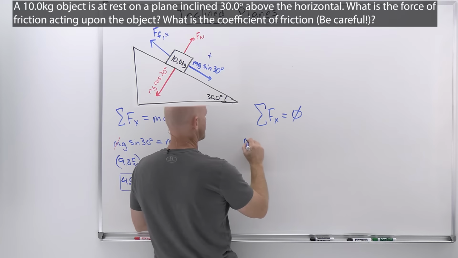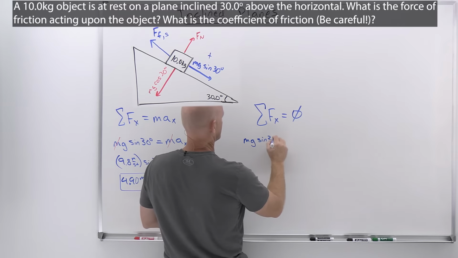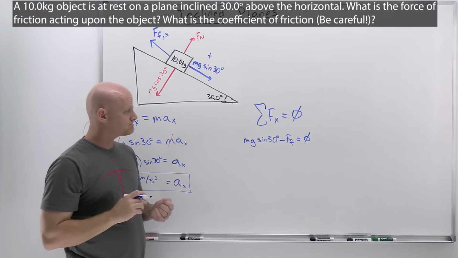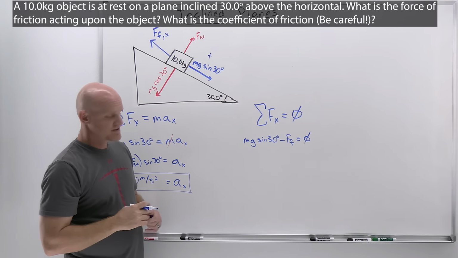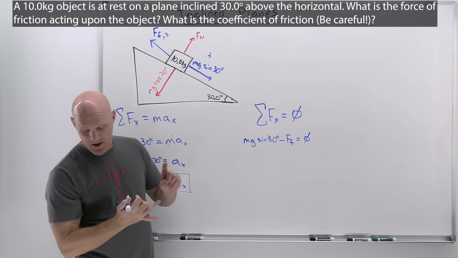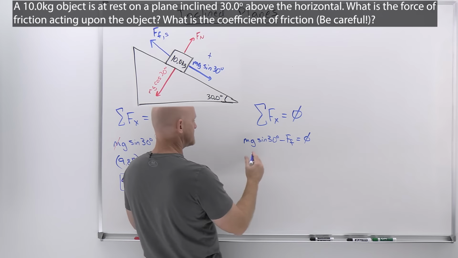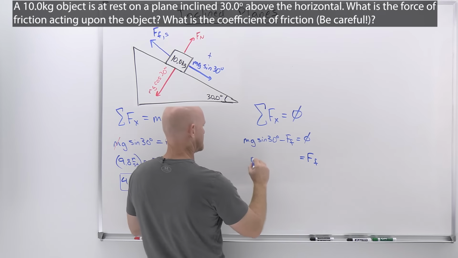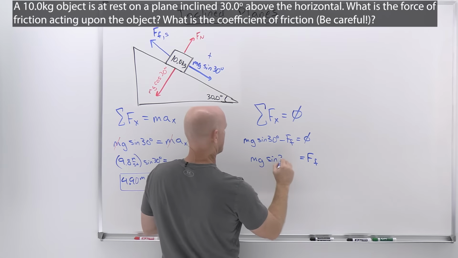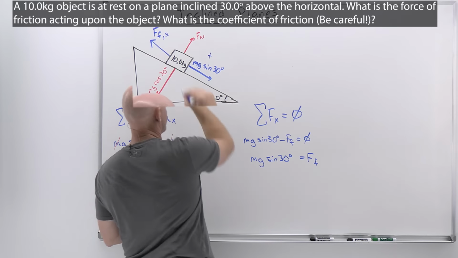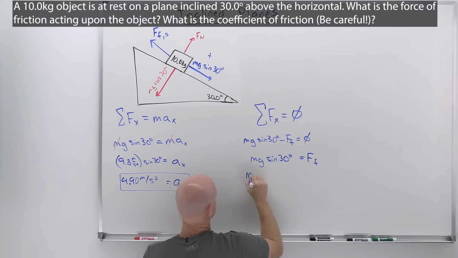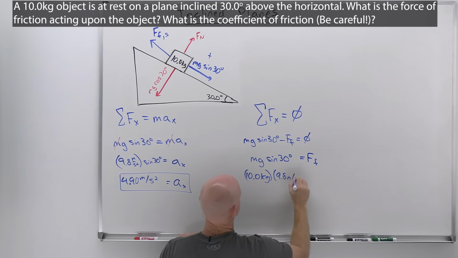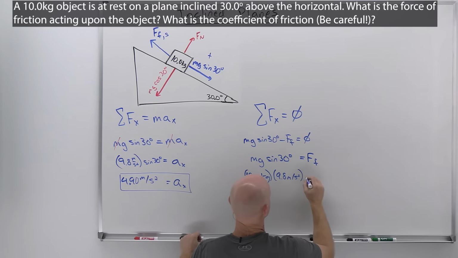And so in this case, we're going to have mg sine of 30 degrees minus that force of friction equals 0. And in this case, again, we're trying to find what is the force of friction and what is the coefficient of friction. Well, there's the force of friction. And so if we solve for that, we'll get the force of friction is equal to mg sine of 30 degrees. The mass matters now, so that's 10.0 kilograms. Gravity is 9.8 meters per second squared. Sine of 30 is 1/2.